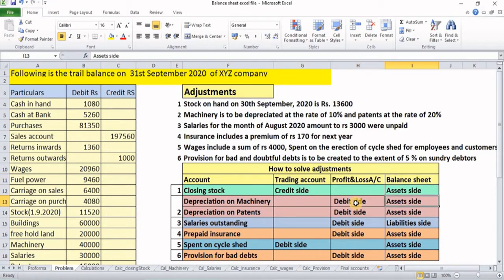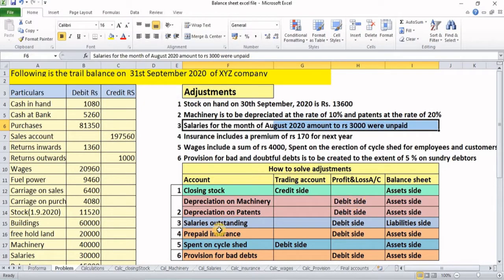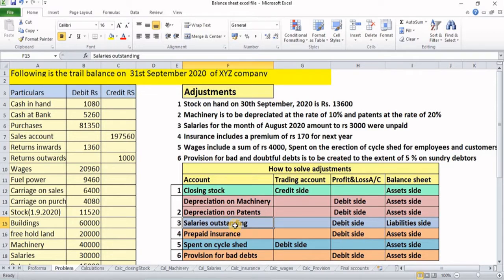Our next adjustment is salaries for the month of August 2020, amount rupees 3,000 were unpaid. So these are outstanding salaries. Salaries are always considered as an expense.